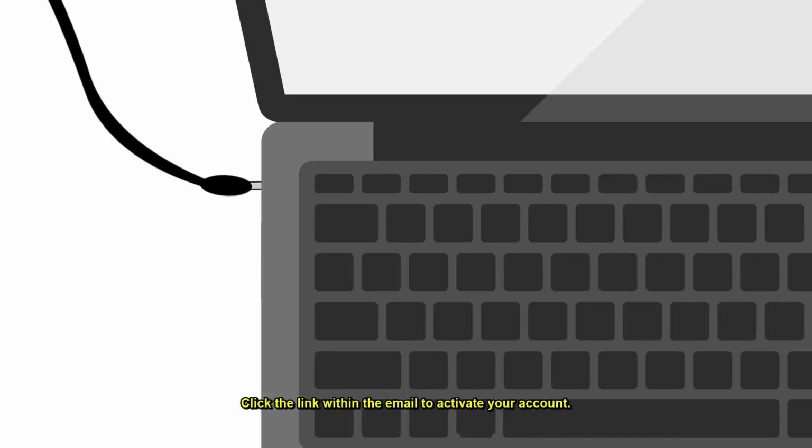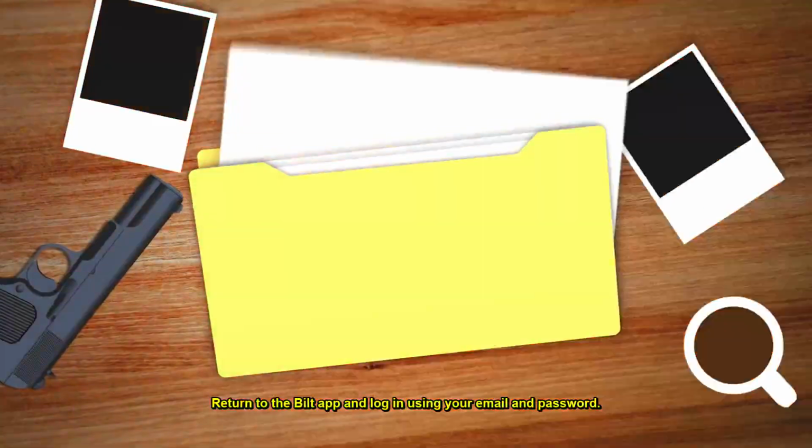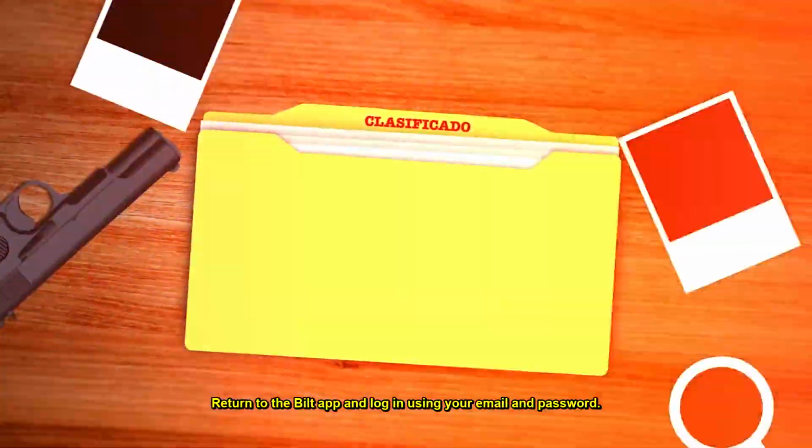Next, verify your email address by checking your inbox for a confirmation email from Bilt. Click the link within the email to activate your account. Return to the Bilt app and log in using your email and password. Once logged in, navigate to the Cards section in the app.